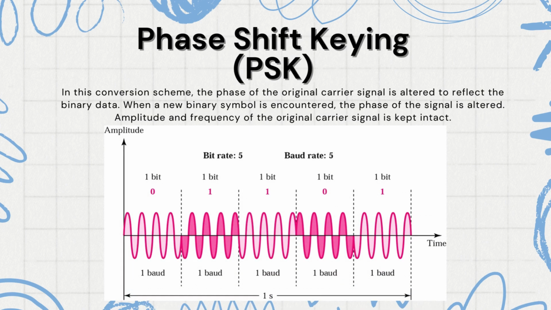In phase shift keying, PSK, the phase of the original carrier signal is altered to reflect the binary data. When a new binary symbol is encountered, the phase of the signal is altered. Amplitude and frequency of the original carrier signal are kept intact. Applications include satellite communication and wireless LANs.